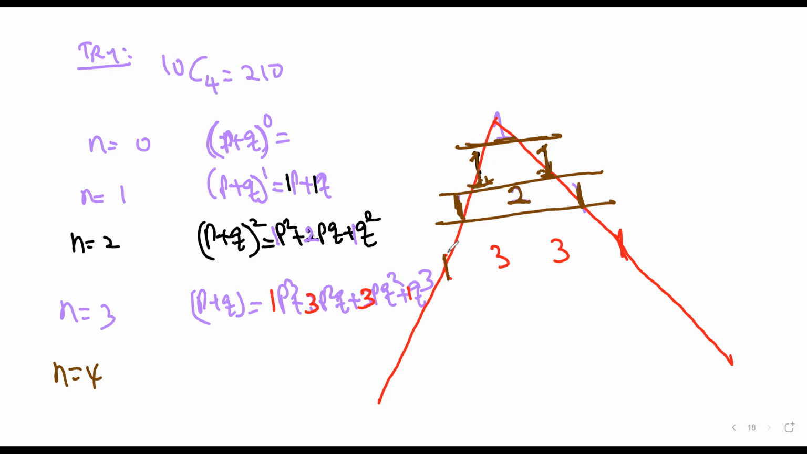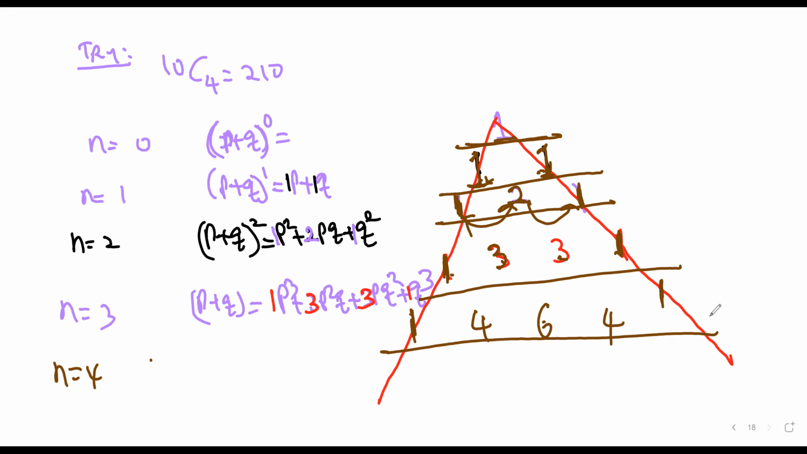When n is equal to 3, the first one must be a 1, the last one must be a 1. So this number 3 here is given by this plus that. And also the other 3 is given by 2 plus 1. So if you have 4 trials, you will start with a 1, you will end with a 1. The values in between are 1 plus 3, which is 4, 3 plus 3, which is 6, 3 plus 1, which is 4. So those are the coefficients.